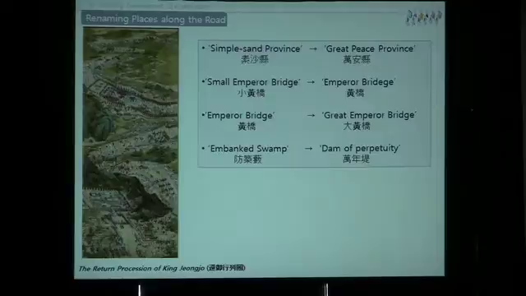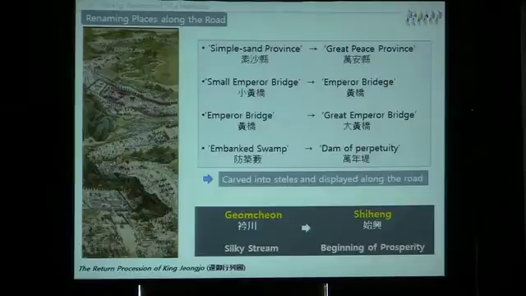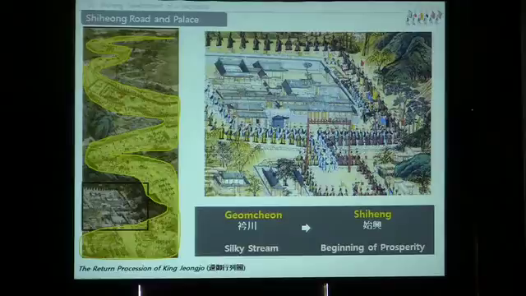Furthermore, he officially declared the new road to be the royal road and even changed the name of the city from Kumcheon to Sihun. Kumcheon, which means silky stream, to Sihun, beginning of prosperity. The wide expanse of the road and the splendid Sihun Palace conspicuously depicted in the painting enable the viewer to easily relate the royal procession with the beginning of prosperity that Sihun was meant to represent.